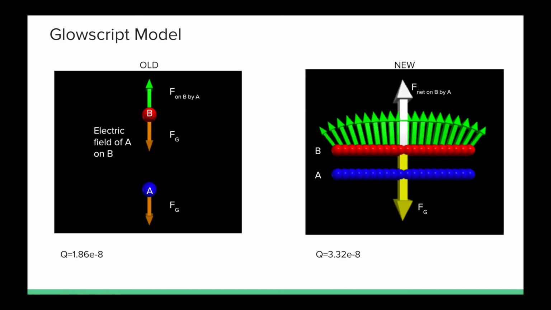If we compare the GlowScript models, the new model shown on the right more accurately depicts the charges on the tape as a line of charges. The green arrow shows the electric force on each individual charge as a result of the bottom tape. The white arrow is the summation of these individual forces as the net electric force, which is equal in magnitude with the gravitational force.